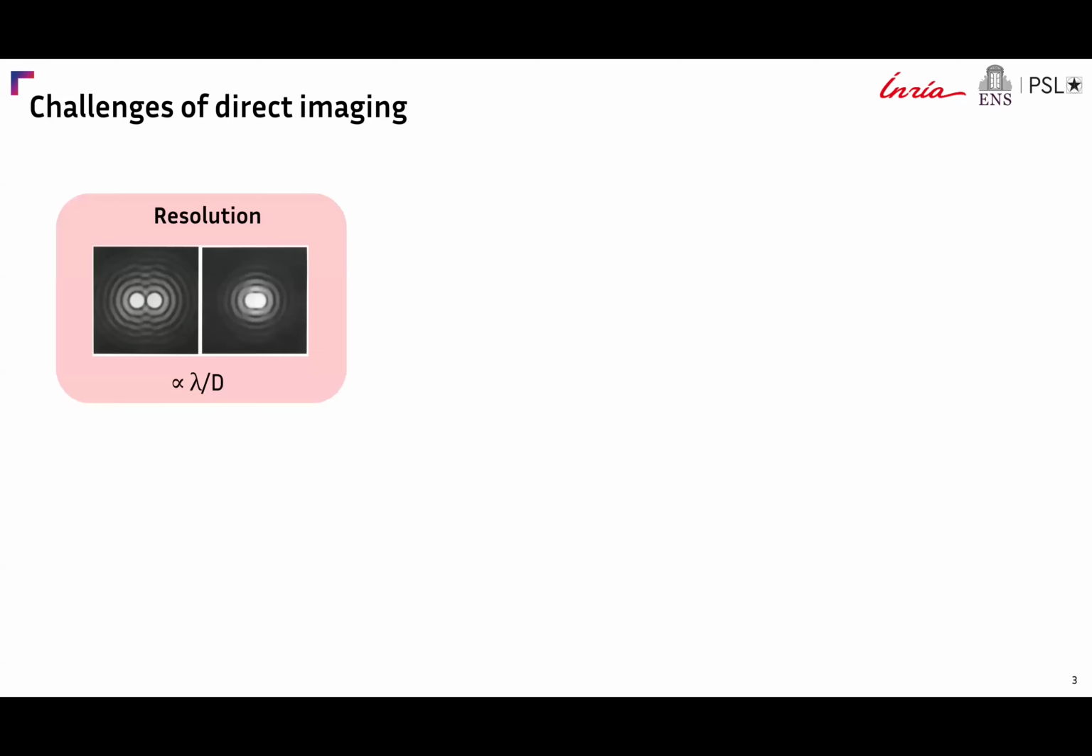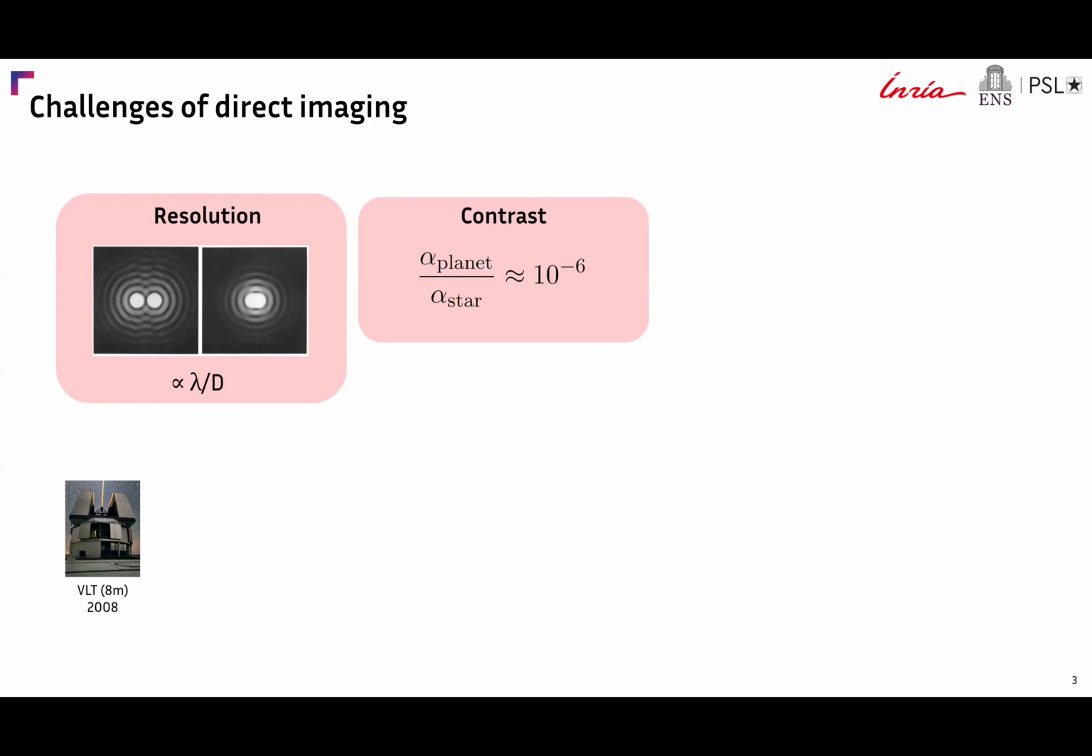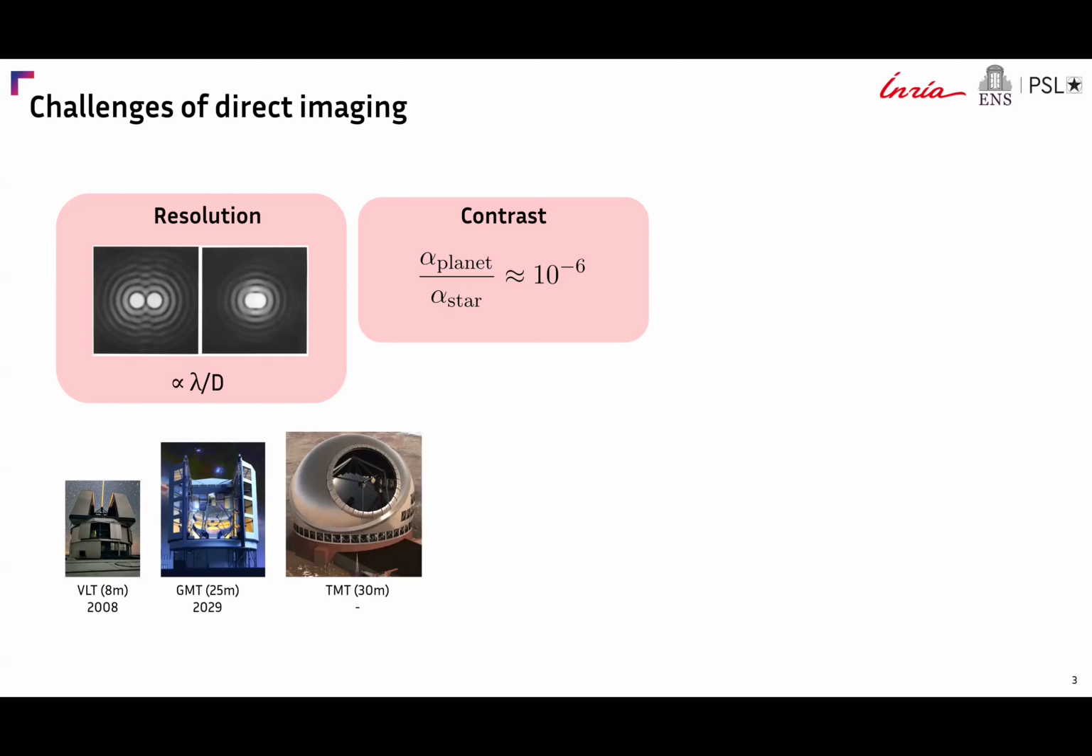However, it is very difficult. The objects are so far away that it's very hard to distinguish them, and the star is much brighter than the exoplanet. Astronomers often compare this to trying to detect a firefly next to a lighthouse in New York from Paris. To do this, astronomers use large telescopes equipped with instruments dedicated to direct imaging, such as the Very Large Telescope in Chile, coupled with the SPHERE instrument. And even larger telescopes are currently being built.